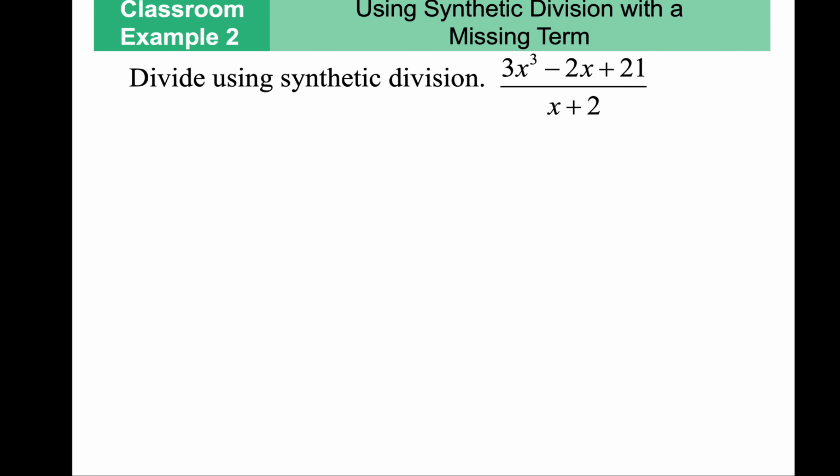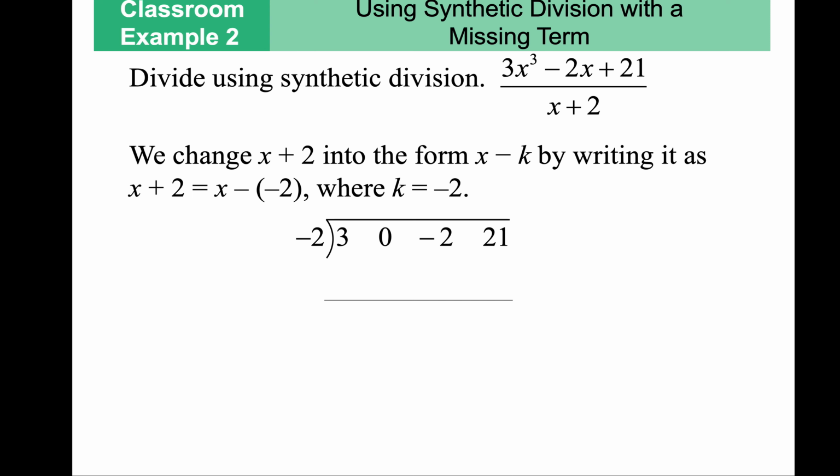So let's divide again. It's x plus 2. Remember, we're putting what makes x plus 2 equal 0 on the side. So that would be negative 2. I'm copying down my coefficients. Notice I don't have an x squared term, so I put a 0.